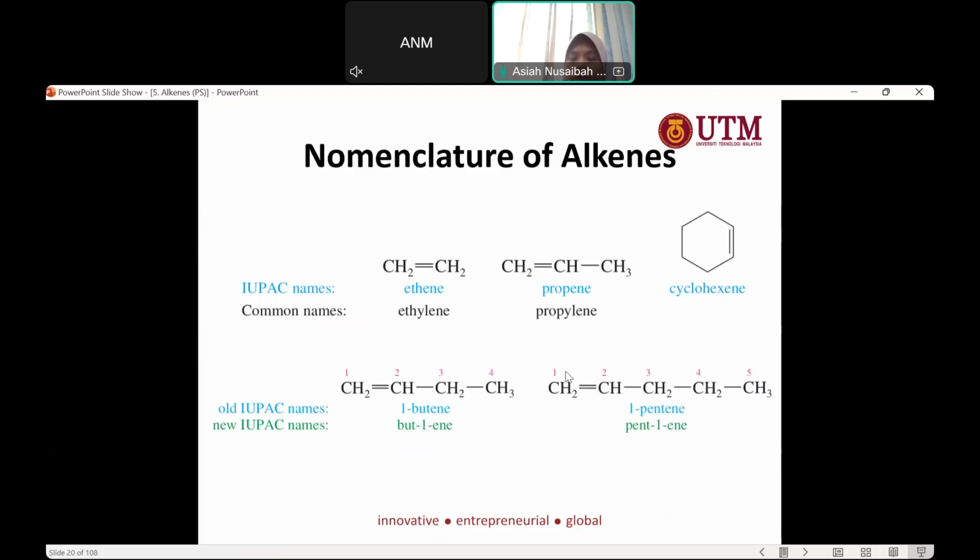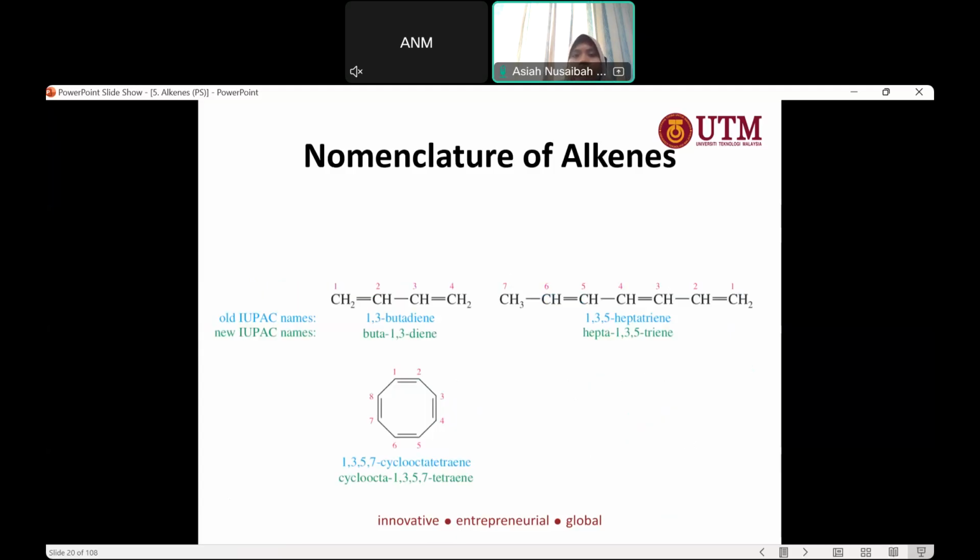Okay, we see another example here on the right hand side. We have pentene, 1, 2, 3, 4, 5, 5C. In the old IUPAC name we start with the number first. Since the double bond is at the first carbon, we have 1-pentene. For the new IUPAC name, we put the number of carbon first, which is pent, representing 5, and then which carbon has the double bond, which is the first carbon, then ENE. So that's how we name using the old and new IUPAC name.